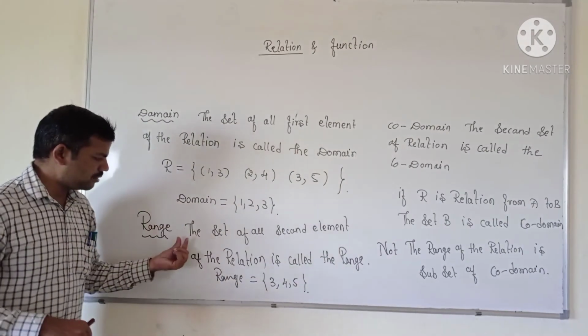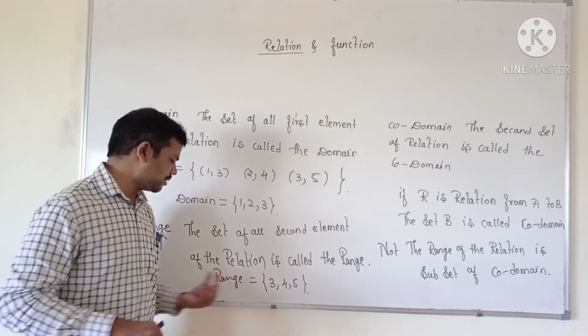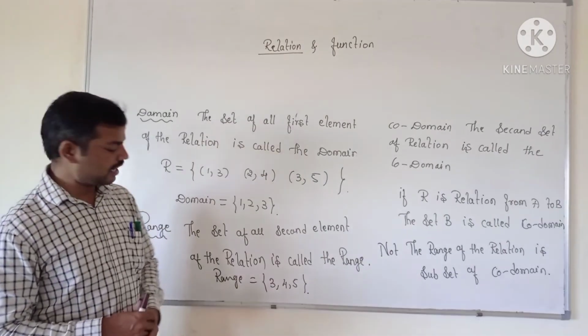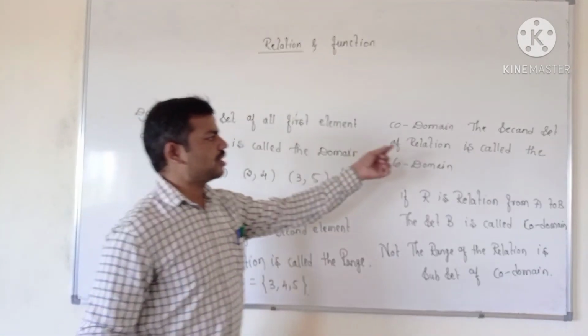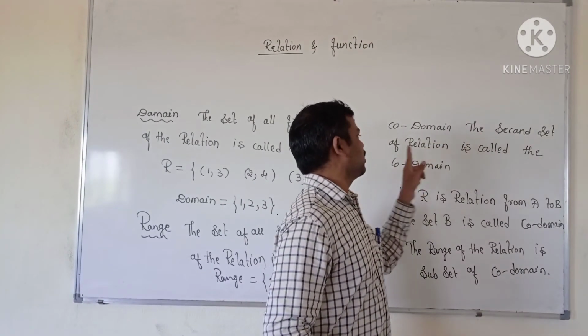The collection of the images, the set of all the second elements of the relation, is called the range of the relation. So next, the codomain. Codomain is the second set of the relation.